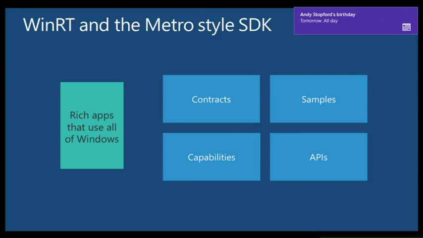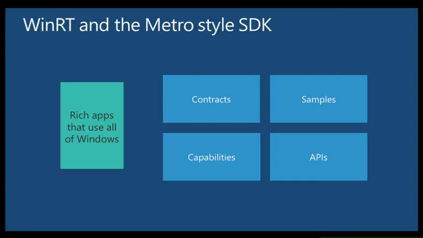A couple of interesting things. We talked a little bit about contracts. So we have the standard mechanism inside of Windows today, which makes it very easy for applications to communicate with each other. We've seen things like the sharing contract or the search contract, and we're going to see some implementations of this when we build our application.